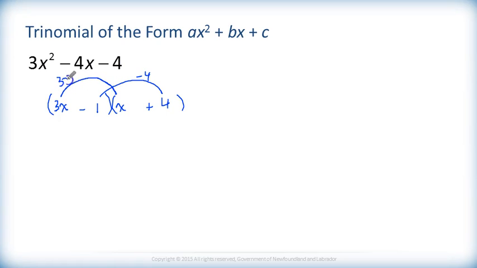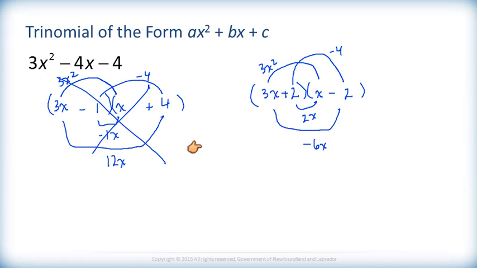And I will get 3x squared here. But now we've got to check. Negative 1x plus 12x is not going to be negative 4x. However, if we use 3x plus 2 and x minus 2, we'll have the correct factors, simply because we get the correct first and last terms, and these two terms from the middle give us the correct total for the middle.